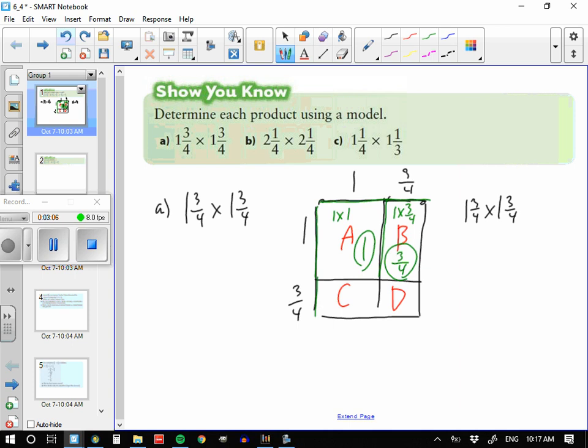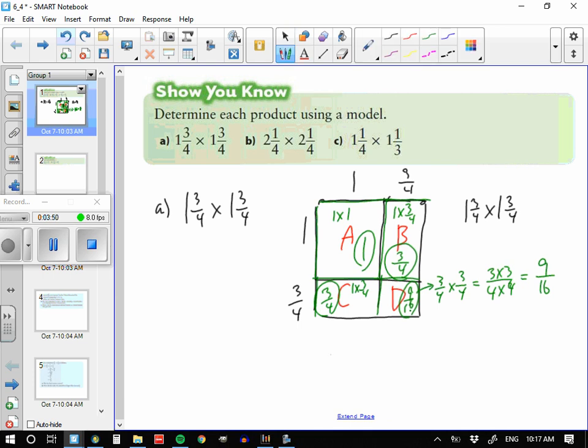C, we have a width of 3/4 and a length of 1, so its length and width is going to be 1 times 3/4. And again, just like the last one, anything multiplied by 1 is itself, so C's area will be 3/4. And finally, D is 3/4 multiplied by 3/4. I'll do it over here. 3/4 multiplied by 3/4, which we learned in the last section. When you multiply two fractions together, multiply your numerators, multiply your denominators, and you end up with 9/16 as its area. So 1 3/4 times 1 3/4 should equal 1 plus 3/4 plus 3/4 plus 9/16.